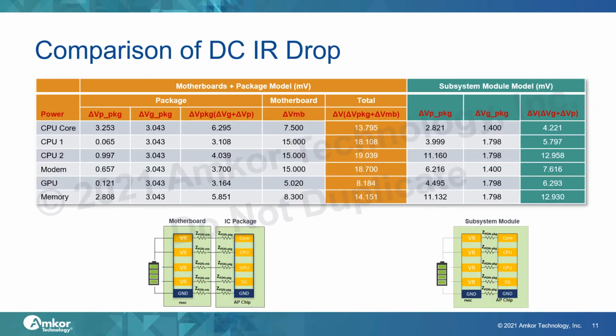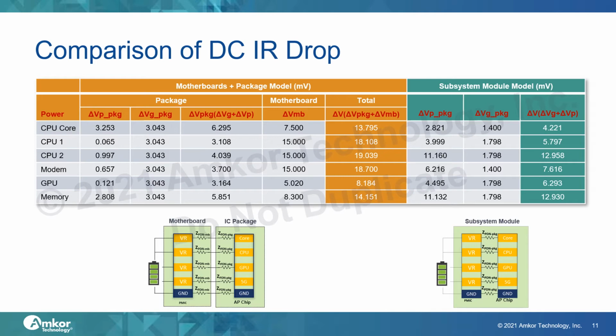DCIR analysis of voltage drop leads to improved system quality. This table shows the comparison of DCIR drop between the subsystem module and the DSCP model. Total transmission line length in the subsystem module is connected from the bump head of the voltage regulator on the PMIC to the bump head of the AP chip. It can be significantly reduced.